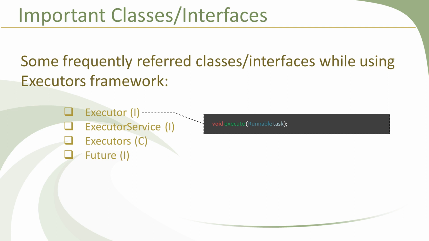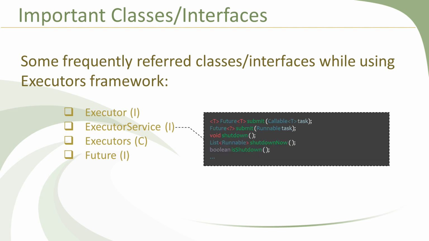ExecutorService is the second most important interface in this framework, and it extends the Executor interface. It provides a life cycle to the executors, that is, it provides for an initialization phase, a service phase, and a destruction phase. In the initialization phase, it allocates the required number of threads and starts them too if required.